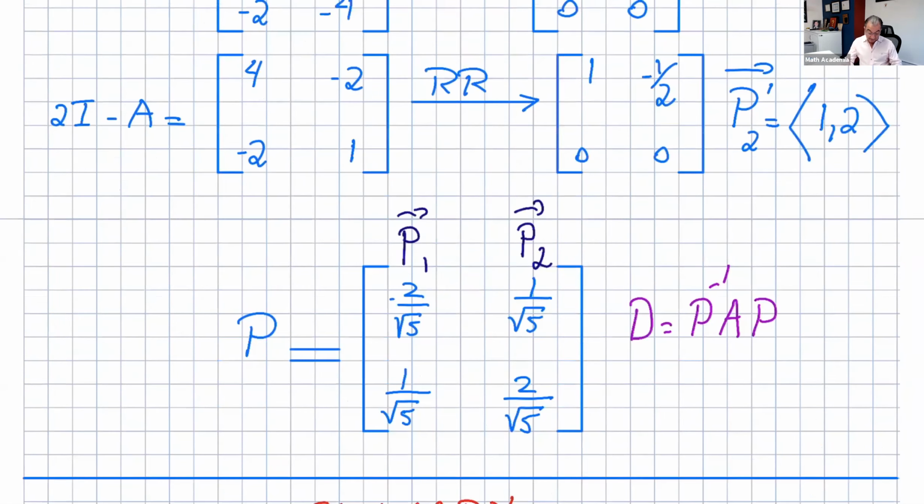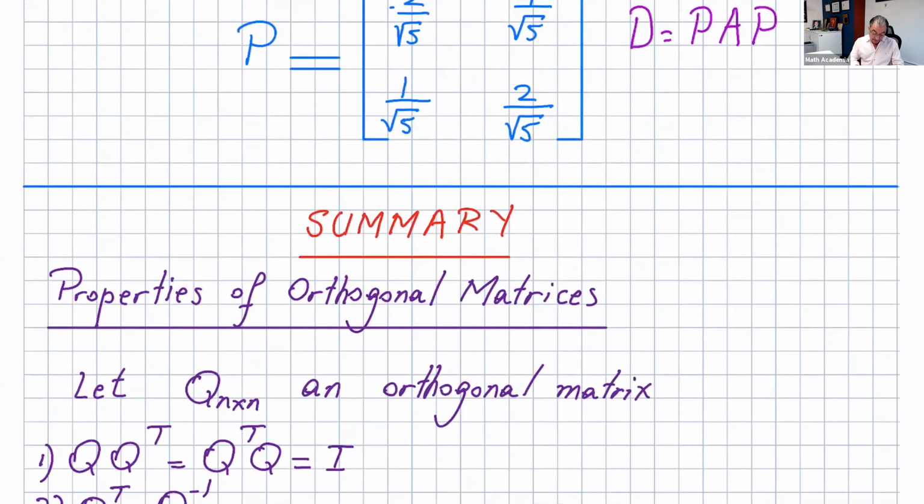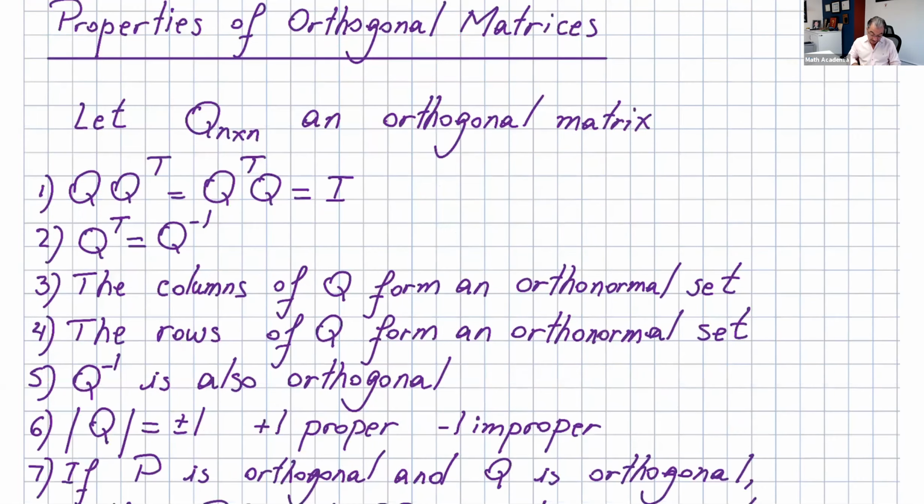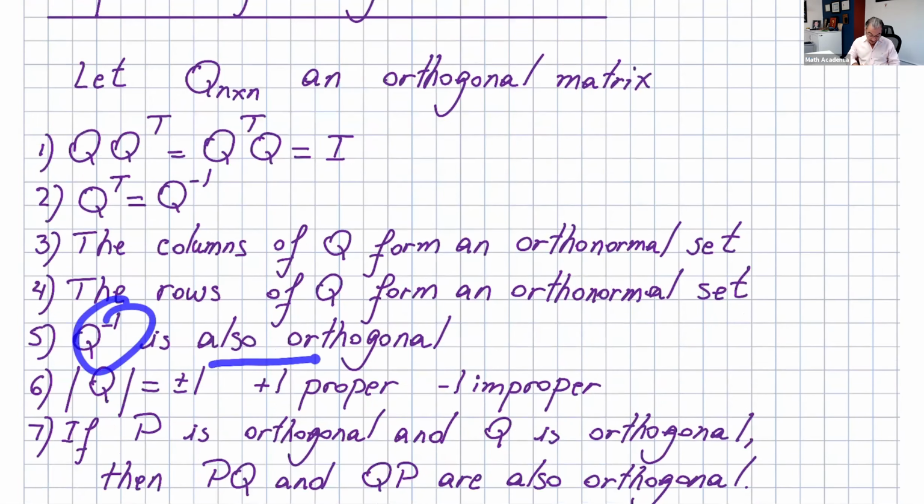So in summary, when you have an orthogonal matrix, let's call that Q, an n by n orthogonal matrix, Q times Q transpose is Q transpose times Q, and that's I. We know that Q transpose is the same as Q inverse. The columns of Q form an orthonormal set. The rows of Q form an orthonormal set. Q inverse is also orthogonal because that's just Q transpose.